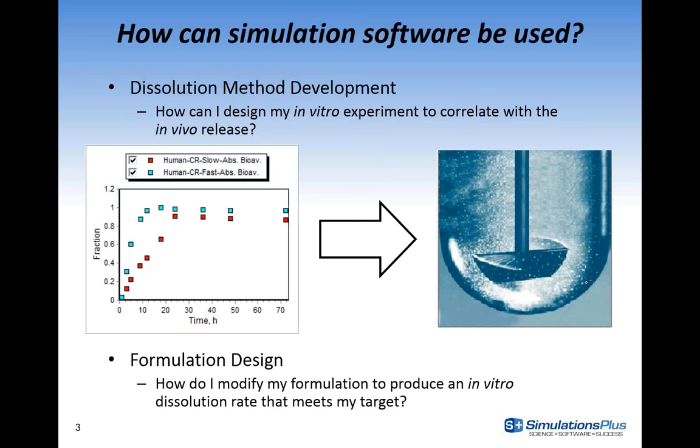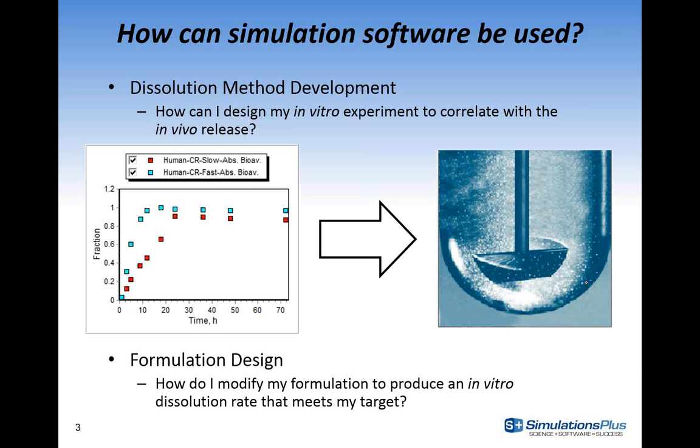So how can simulation software be used? One important aspect is dissolution method development. How can I design my in vitro experiment to correlate with the in vivo release? On the left, we have a couple of in vivo dissolution curves. And what we're really trying to accomplish on the right is use our DDDPlus models to see if we can build an in vitro method that's one-to-one correlating with the in vivo situation.